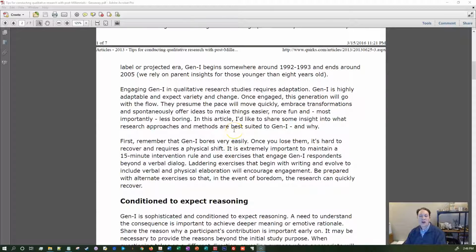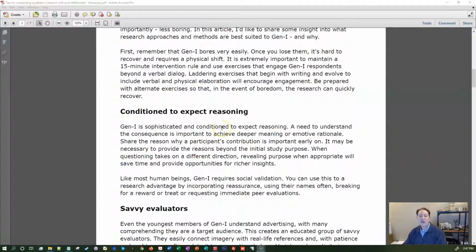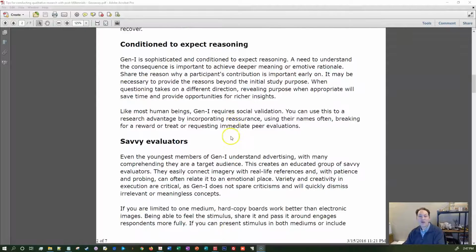And because a lot of the people that were in this group at the time of this article were young, it talks a lot about how you have to be engaging and maintain attention and think about different ways that you can change up the way the research is conducted, and how the person you're interviewing is going to evaluate you as you are interviewing them.